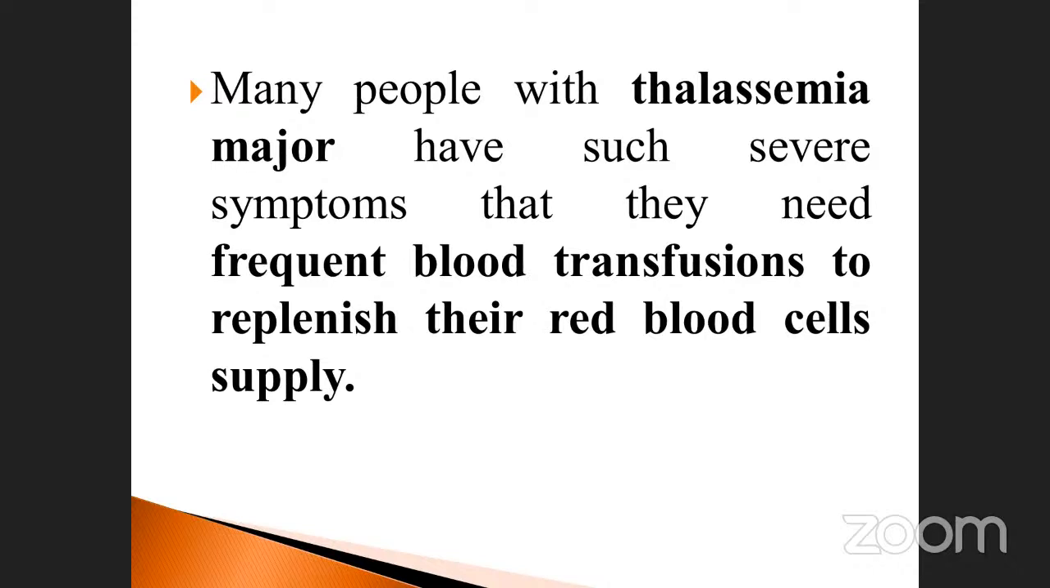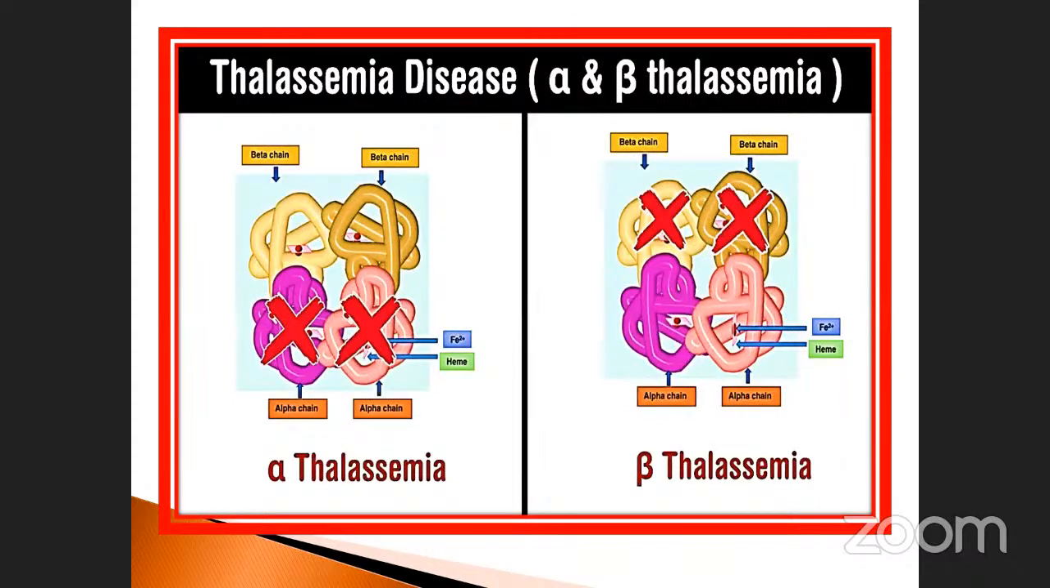See that one. See, thalassemia disease, alpha and beta thalassemia. So this is a beta chain. Which one is affected? The alpha chain is affected. That's why it's called alpha thalassemia. See here, the beta chain is affected here. That's why it is called beta thalassemia.